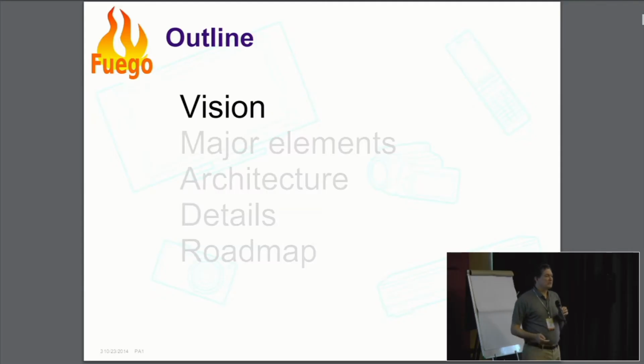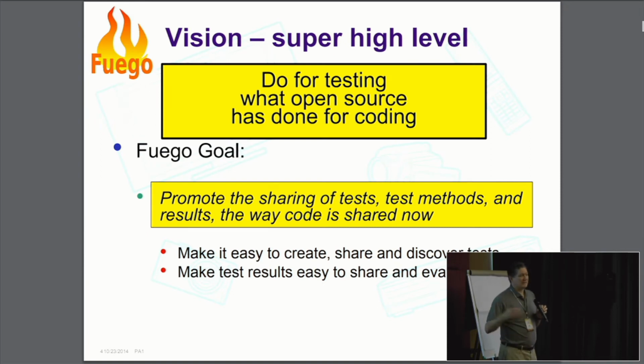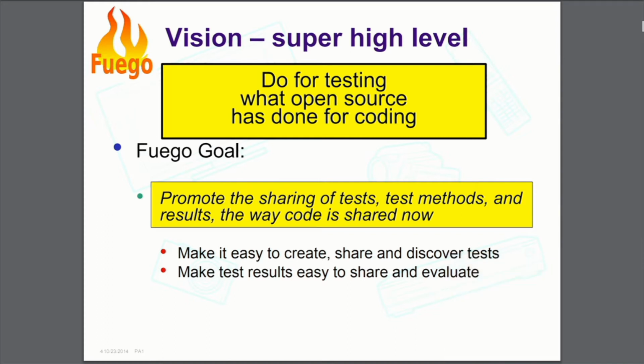Just to get started with the vision: if you came to my keynote on Tuesday, this slide should look familiar. The vision is to do for testing what open source has done for coding. Really I want to promote the sharing of tests, test methods and results the way code is shared now. The interesting thing is that there are some things that are not shareable because we don't even have artifacts for them. I want to make it really easy to create, share, and discover tests, and not just the tests, but the results. Have federation of result values so that we can do better as an industry.